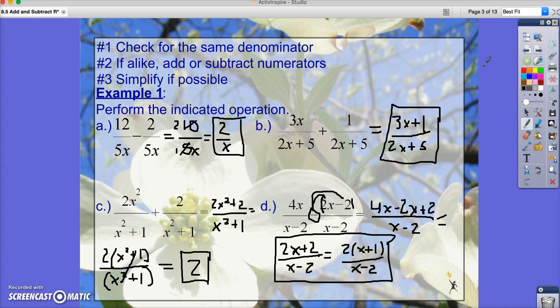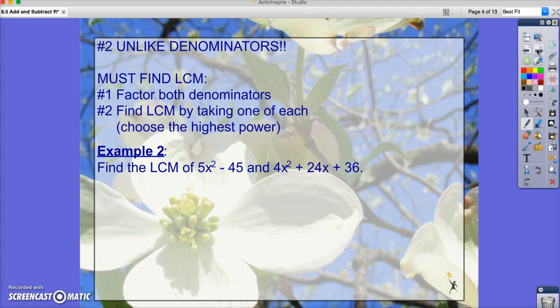All right, so we're looking at adding and subtracting with the common denominator. Now, not all of them have a common denominator. Remember when you add or subtract fractions, sometimes you had to make that happen. So we're not doing that yet per se, but we're leading up to it. The last thing is finding the least common multiple, or the LCM. So let's take a look at how that goes into our problem. Step 1: factor both denominators. Step 2: find the LCM by taking one of each. Choose the highest power. All right.